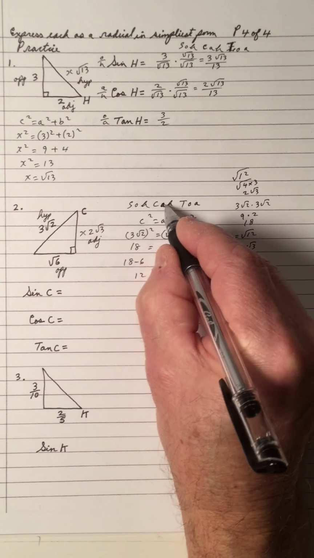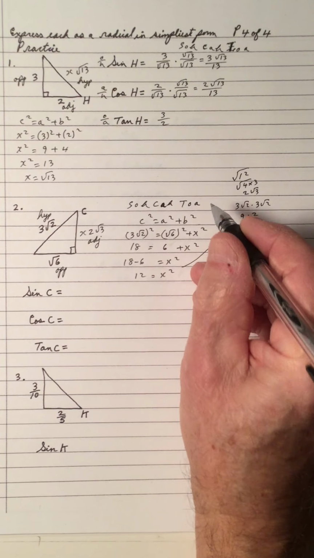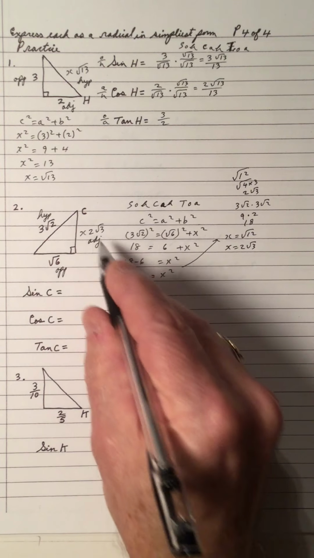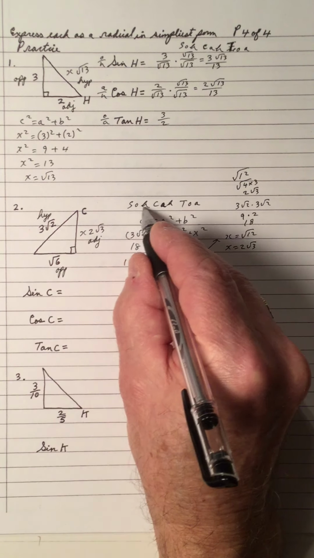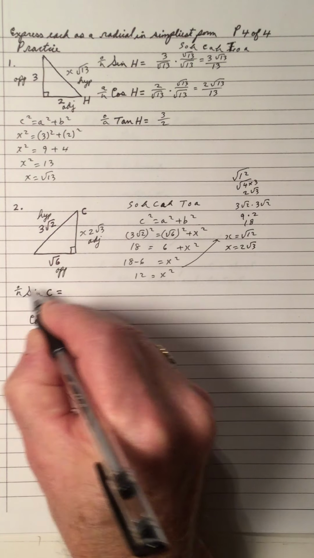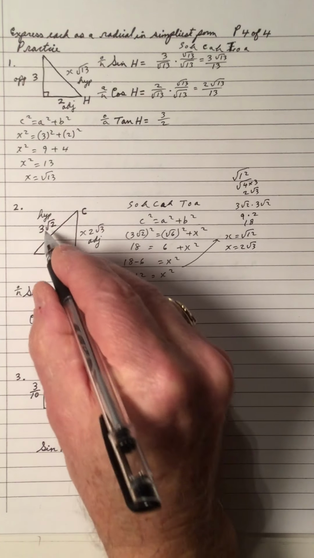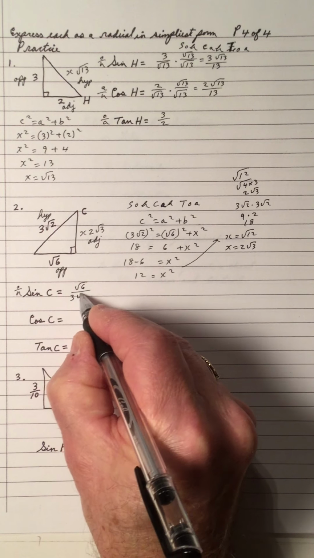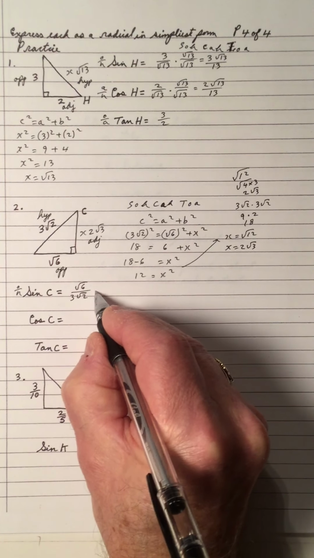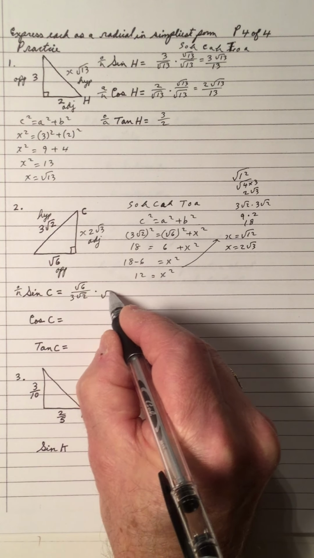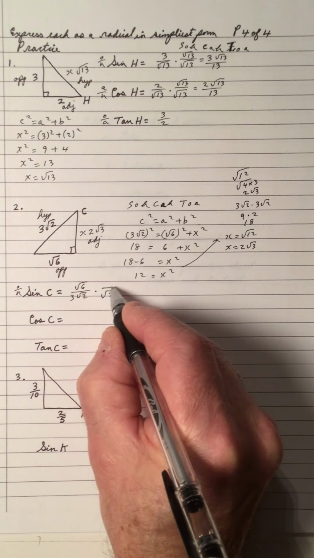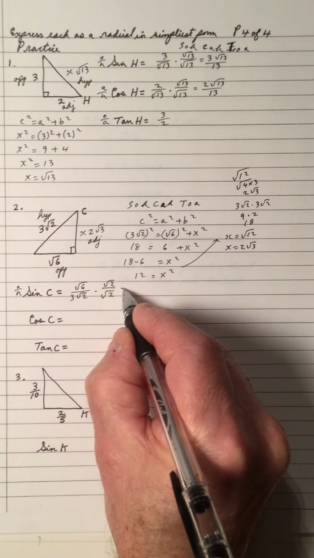SOH CAH TOA. Be careful. And so we have all the sides. The sine is opposite over hypotenuse. So opposite is root 6 over hypotenuse is 3 root 2. And again, we only need to multiply the bottom by root 2, top by root 2.